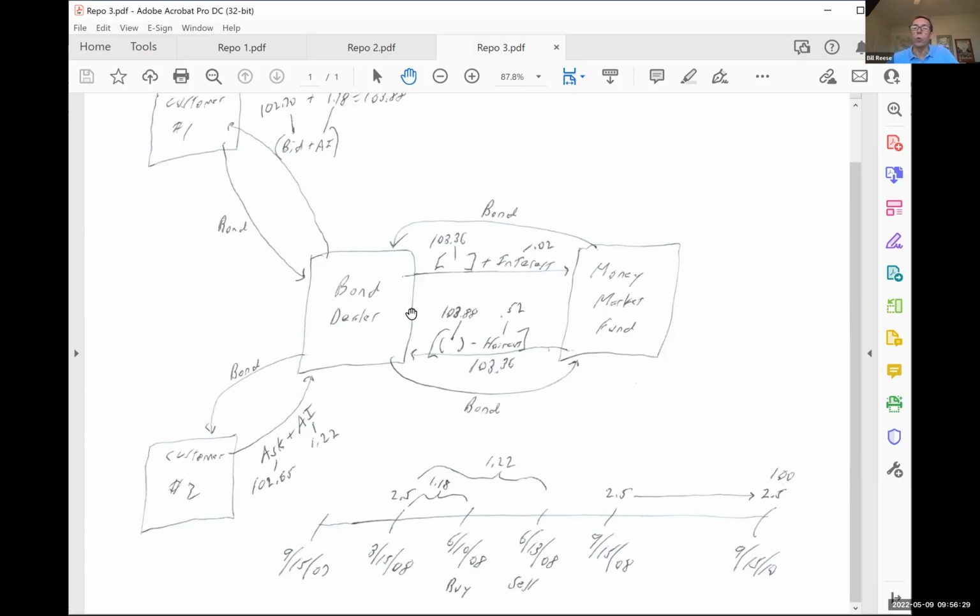There's no accrued interest going on at all with the money market fund, okay? The money market fund is doing it just like, hey, we're lending you this amount of money. 3 days later, we're getting it back with interest. The accrued interest is working over here.